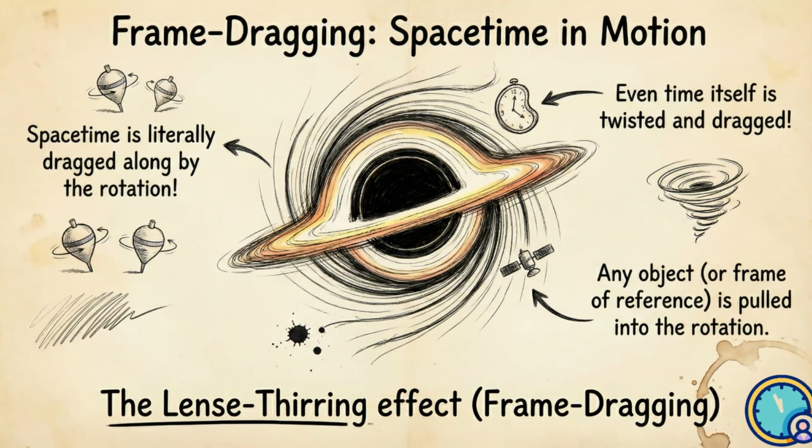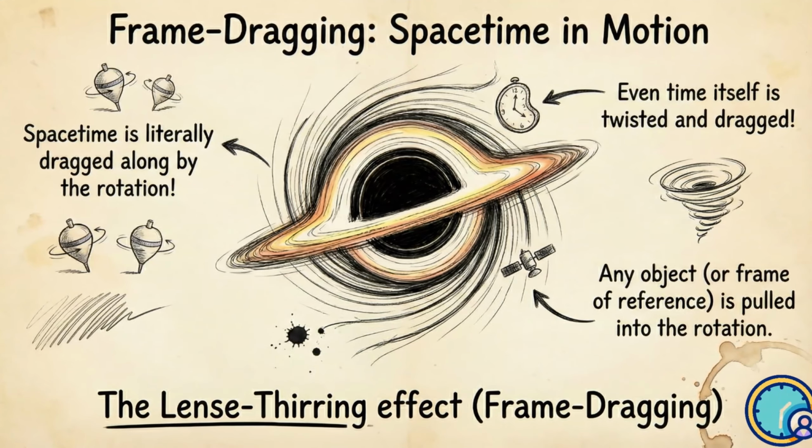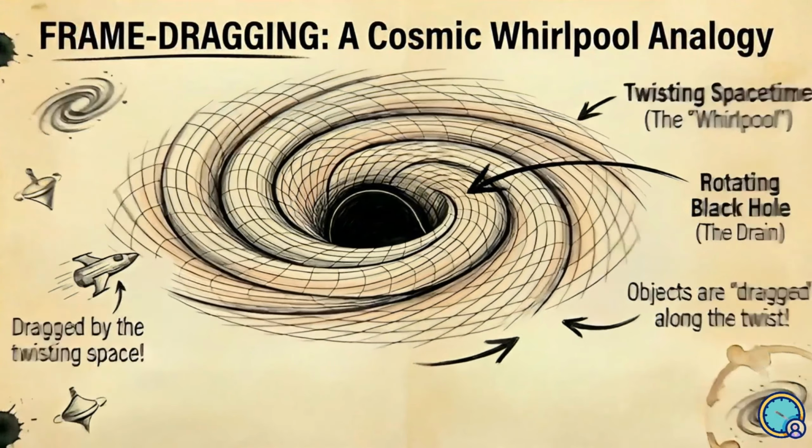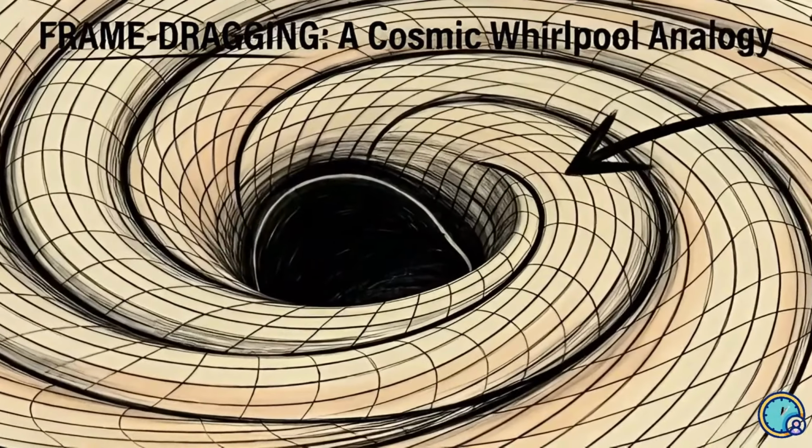Space-time itself is rotating, creating an effect that's almost like centrifugal force, but for the fabric of space-time itself. Think of it this way. Imagine a whirlpool in space. Not just pulling things in, actually twisting space as it spins. That's frame dragging. The mathematical description is called the Kerr metric.